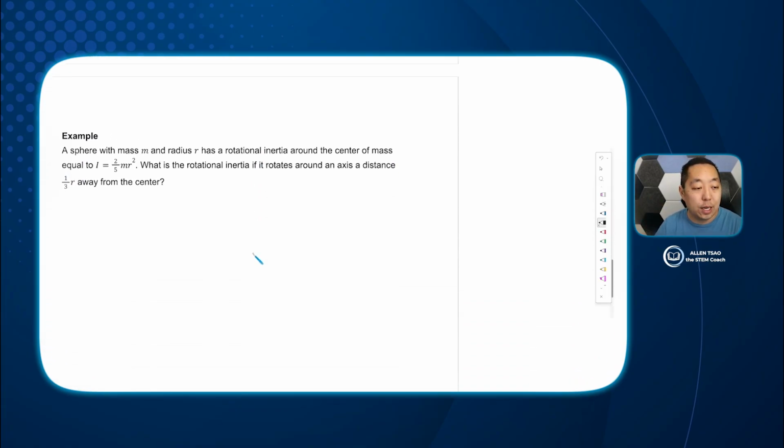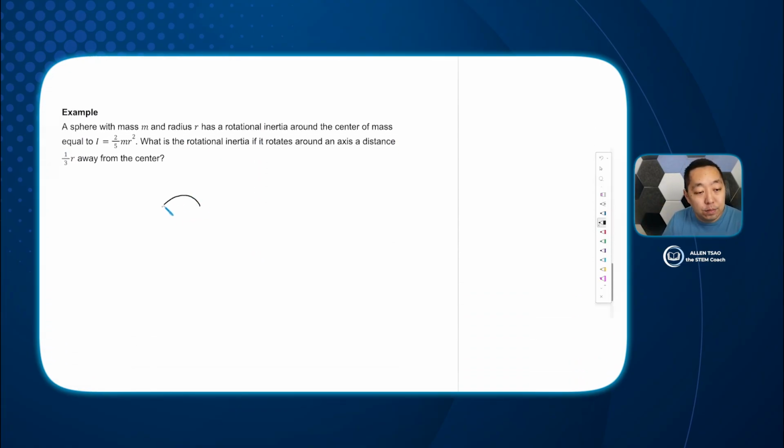So let's go through an example here. I have a sphere with a mass m and radius r, which has a rotational inertia around the center of mass equal to 2/5 mr². That means if I were to revolve it, kind of like the Earth, around the center axis, spinning like this, the rotational inertia is 2/5 mr².